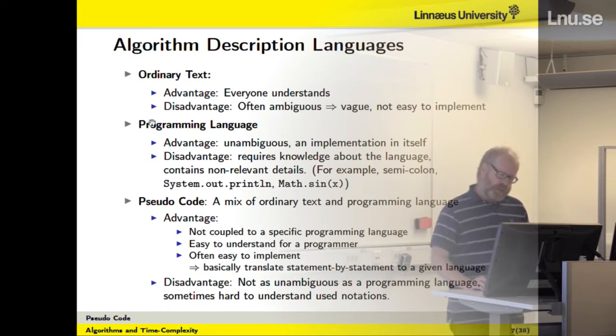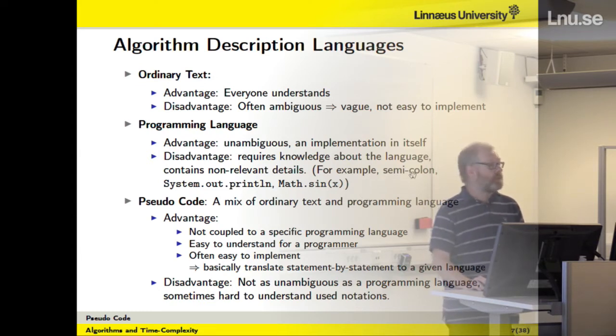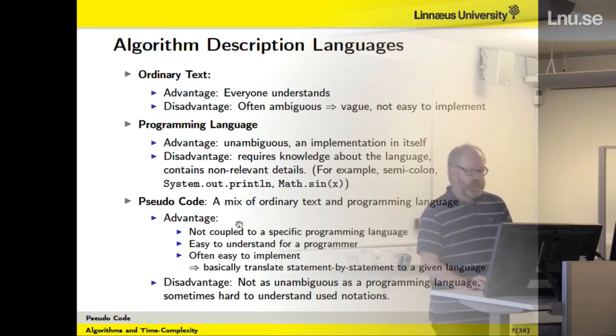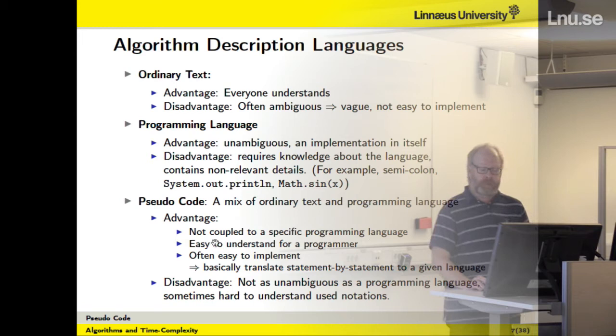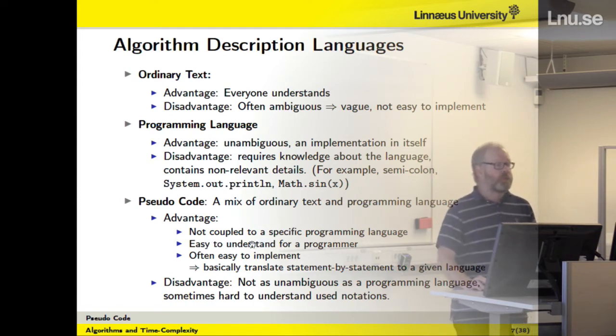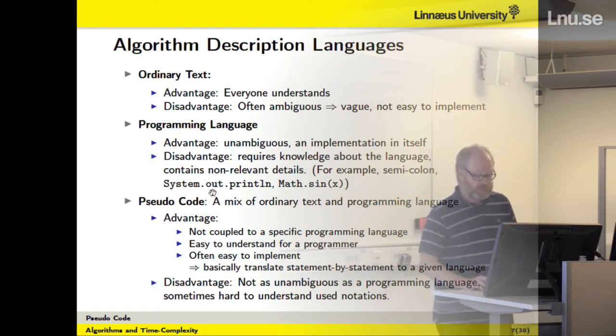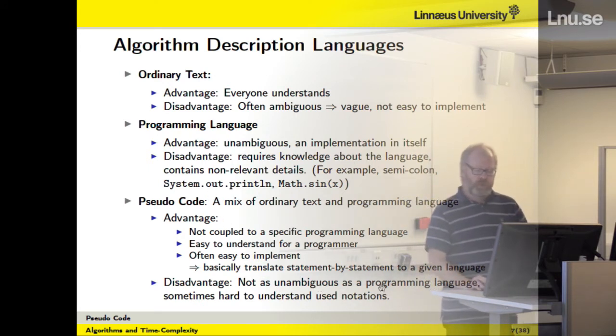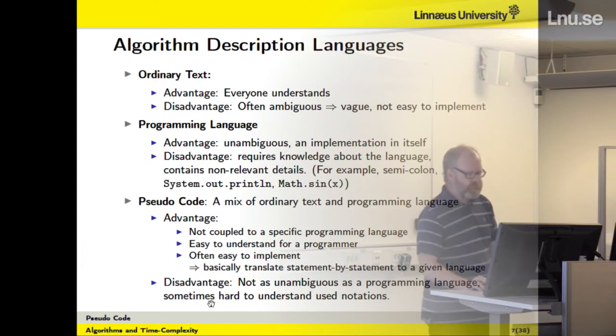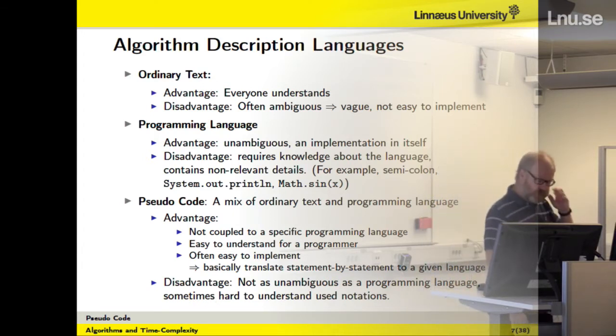So none of them are actually used in practice. We use something that we call pseudocode, a mix of ordinary text and programming language. So it looks like a program, but we remove all syntactic sugar like semicolons and things like this. They are not coupled to any specific programming language, but still they are often easy to understand for a programmer. If you know one language, you take every statement in the pseudocode and translate it into your favorite programming language. Not as unambiguous as a programming language is one disadvantage, but still rather precise.